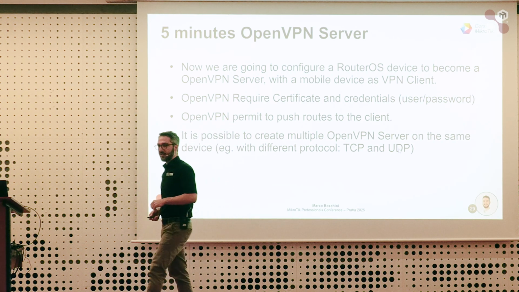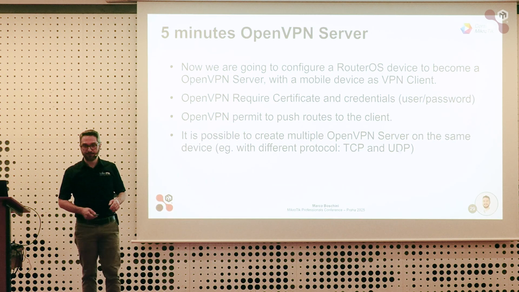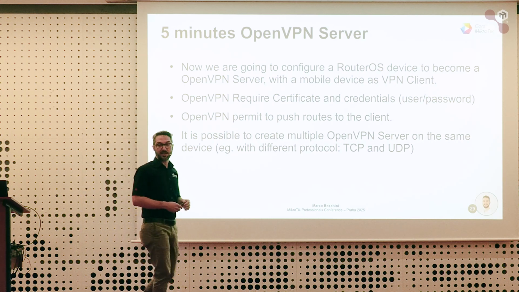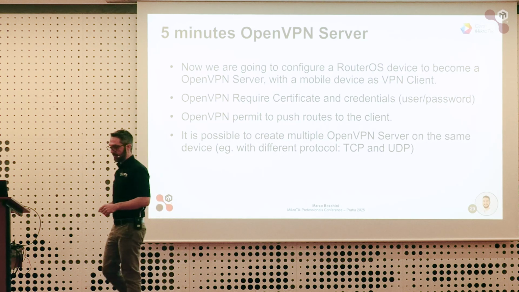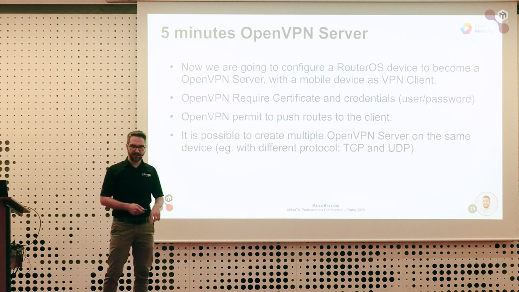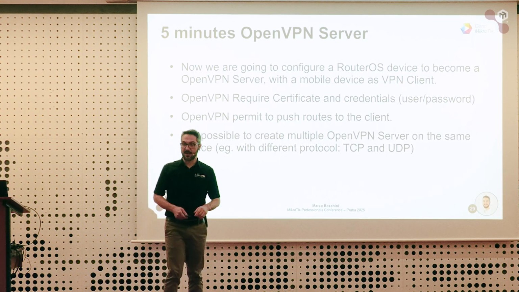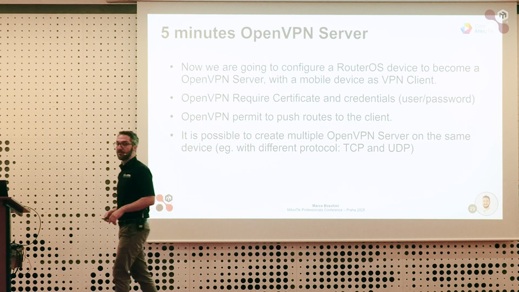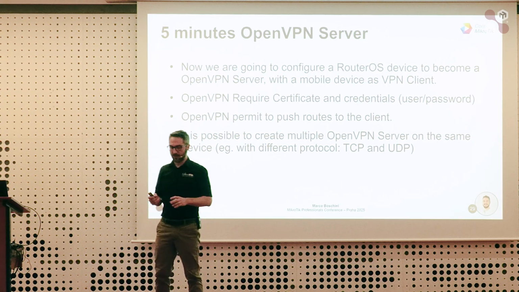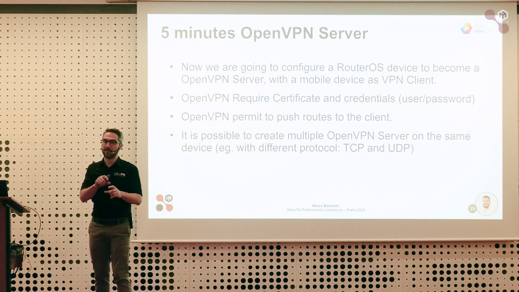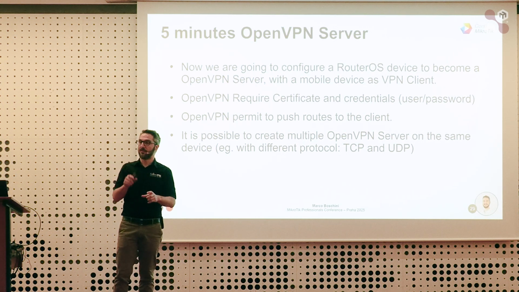Now we are going to create an OpenVPN server in 5 minutes. A VPN server requires a certificate and credentials, user and password. OpenVPN permits pushing routes to the client. It is possible since 7.17 to create multiple OpenVPN servers on the same device with different protocols, for example TCP and UDP, and to connect this OpenVPN inside a specific VRF, for example.